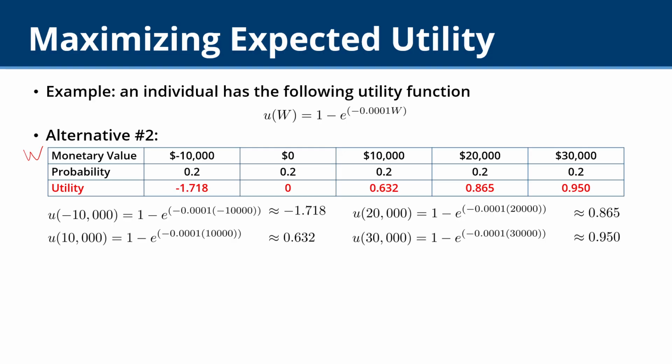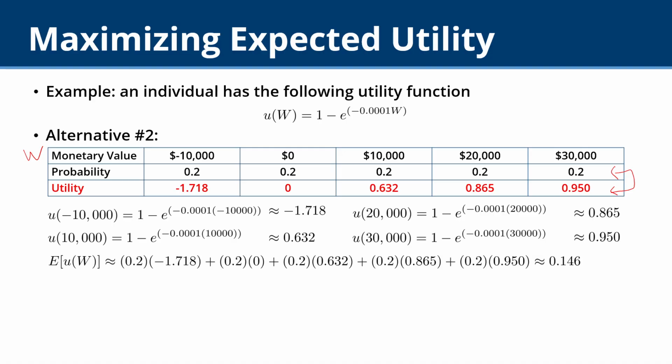We have to use the utility values, this row right here, and then use the probability values. So you're taking these two rows and doing a sum product. It's negative 0.2 times this value, plus negative 0.2 times 0, plus 0.2 times 0.632, and so on. That's what this expected utility calculation on the bottom line is showing you.